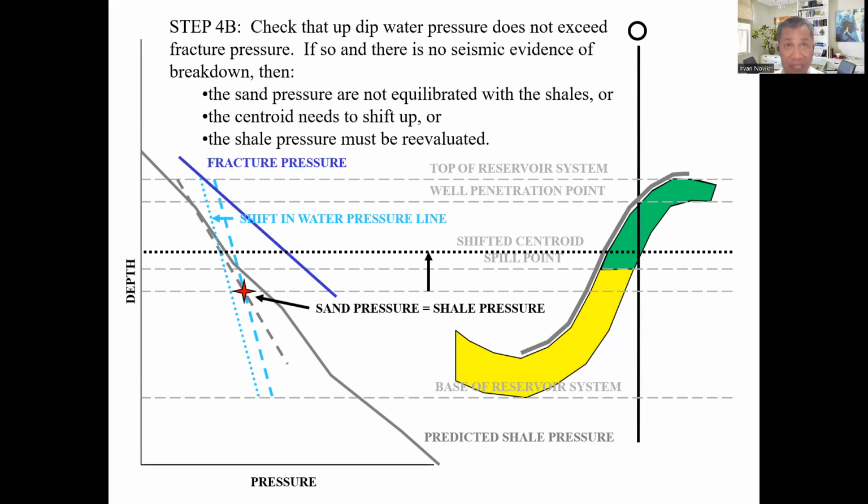In step 4B, the instruction is to verify that the water pressure in the upper deep region doesn't surpass the fracture pressure. If it does, there is no seismic evidence of breakdown. There are three possible explanations. Either the pressure in the sand is not balanced with the pressure in the shale, the centroid needs to be shifted upward, or shale pressure needs to be reassessed. The diagram shows the relationship between depth, pressure, sand pressure, shale pressure, and fracture pressure.